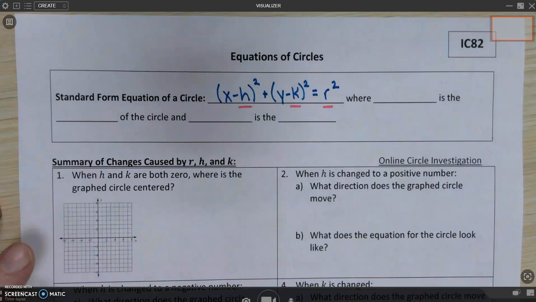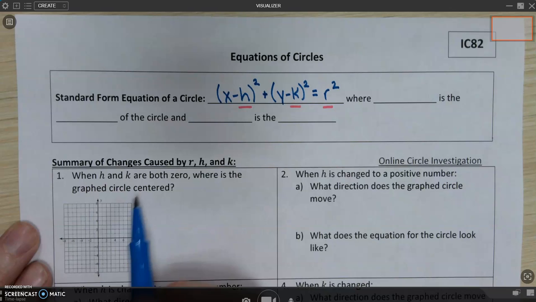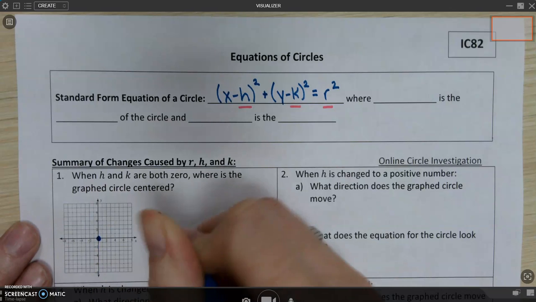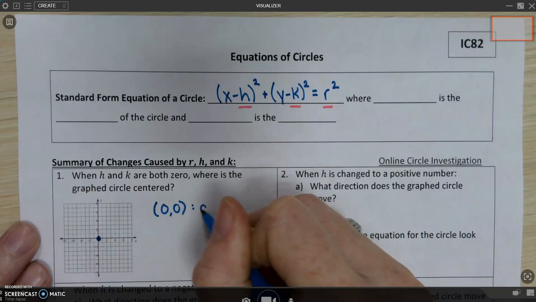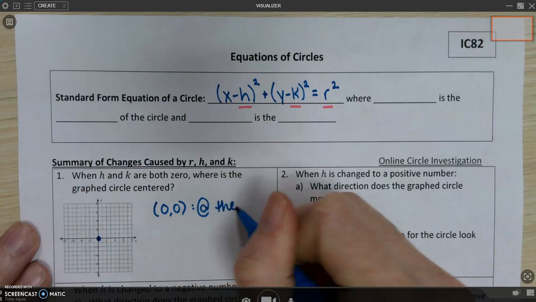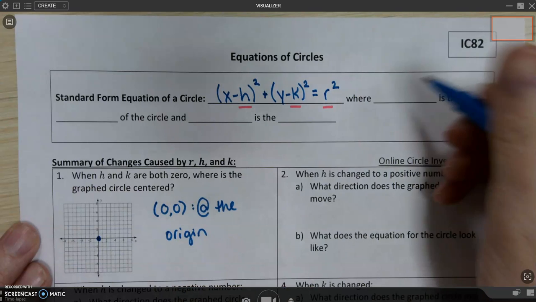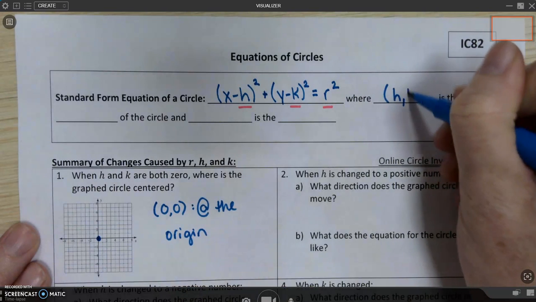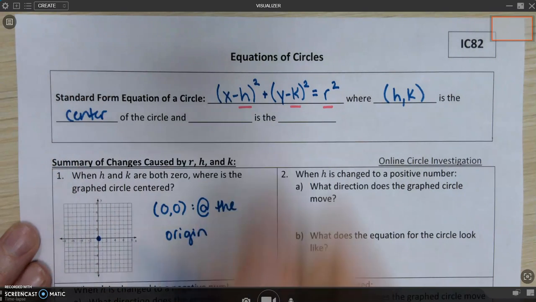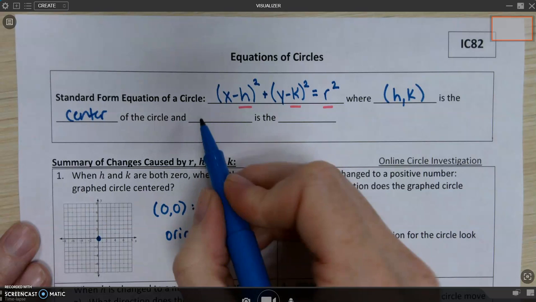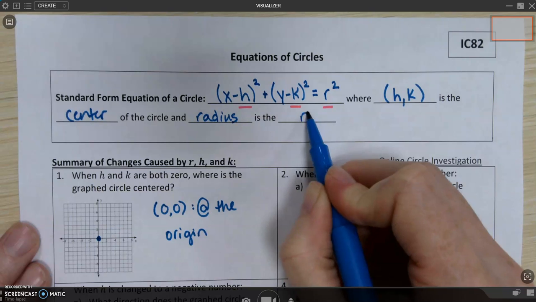So if we pop back over to our notes page, when h and k are both 0, that circle is centered right there at 0, 0, at the origin of the circle. So just remind ourselves that that's the origin of the graph. And we can fill in at the top then that our h and k values are going to be the center of the circle, while the radius is going to be represented by r.